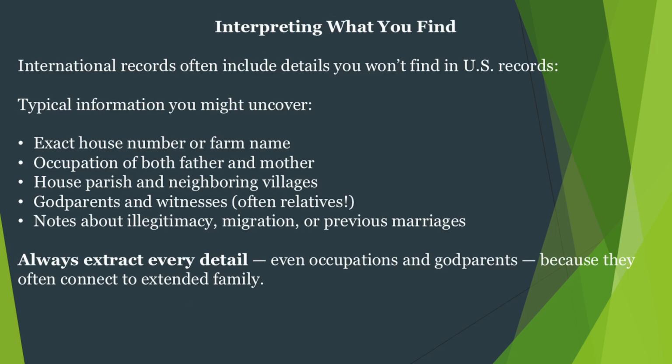Next, interpreting what you find. International records often include details you won't find in U.S. records. Typical information you might uncover: exact house number or farm name, occupation of both father and mother, house, parish, and neighboring villages, godparents and witnesses, often relatives, and notes about illegitimacy, migration, or previous marriages. Always extract every detail, even occupations and godparents, because they often connect to extended family.